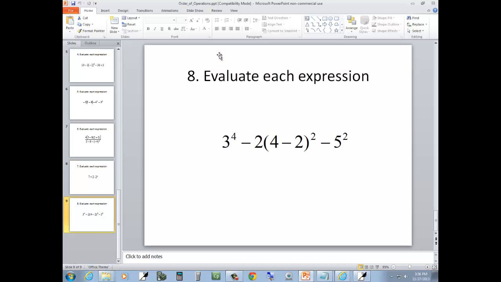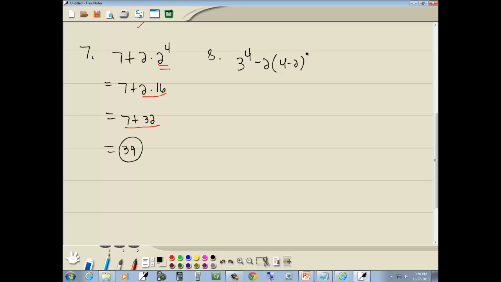And last example. 3 to the 4th minus 2 times 4 minus 2 squared minus 5 squared. Please excuse my dear Aunt Sally. Please do what's inside parentheses. Well, we have 4 minus 2. So we got 3 to the 4th minus 2. 4 minus 2 is 2, so 2 squared minus 5 squared. Nothing left to do inside the parentheses.